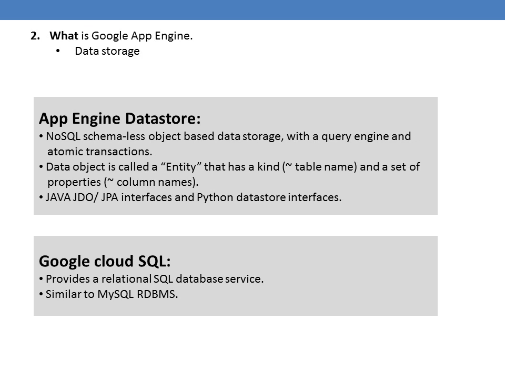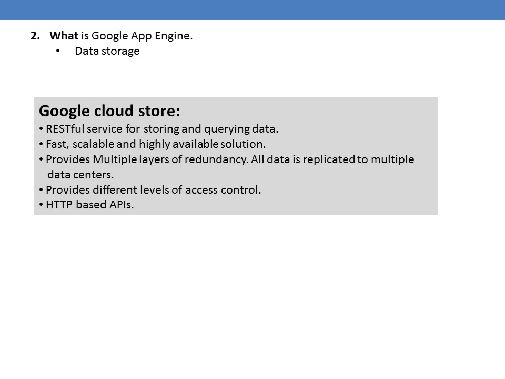What is Google App Engine data storage? App Engine data storage is a NoSQL, schemaless, object-based data storage with a query engine and atomic transactions. A data object is called an entity that has a kind, like a table name, and a set of properties, like column names. It offers Java JDO and JPA interfaces and Python data storage interfaces. Google Cloud SQL provides a relational SQL database service similar to MySQL.